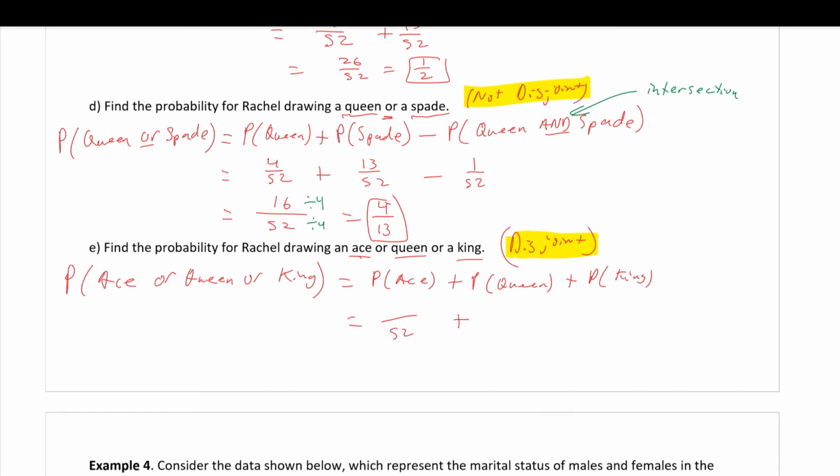Out of 52, out of 52, out of 52. How many aces are there in the whole deck? Well, there's 4. Same thing with queen, same thing with king. Same denominator, 4 plus 4 plus 4 is 12. And you should be able to divide both the numerator and denominator by 4. 3 13ths.